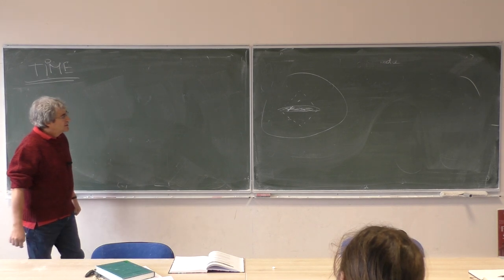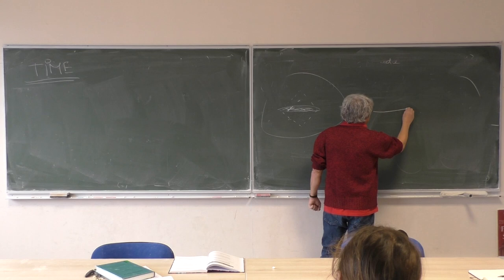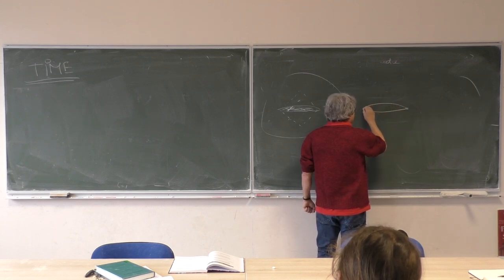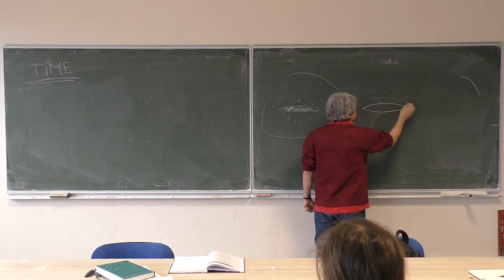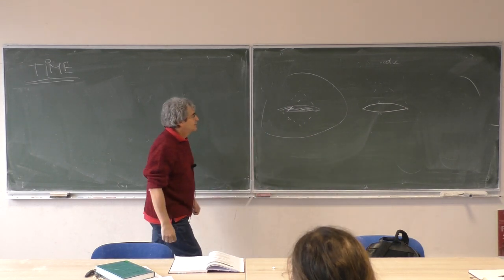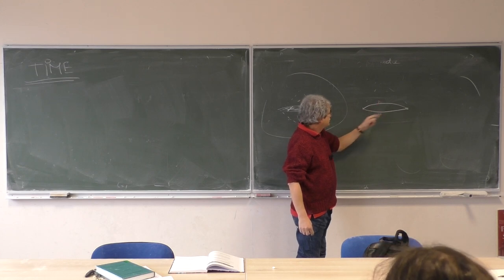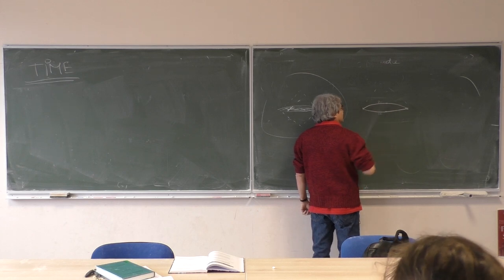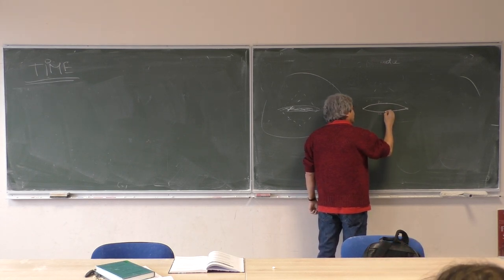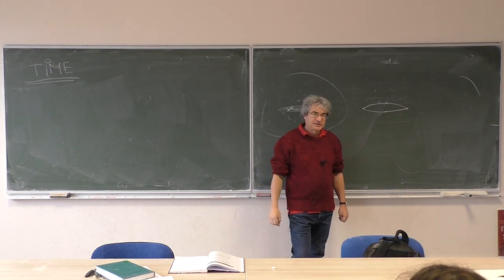And in another way of viewing this, if this is an initial three-dimensional surface, and this is a final surface, in the future, within the light cone of the future of the initial, then classically, given the data here, I can predict the data here. In quantum mechanics, given the data here, I have a probabilistic prediction of the data there, and that's exactly how we're going to work.